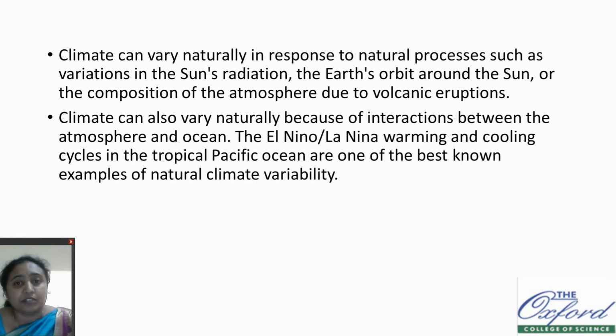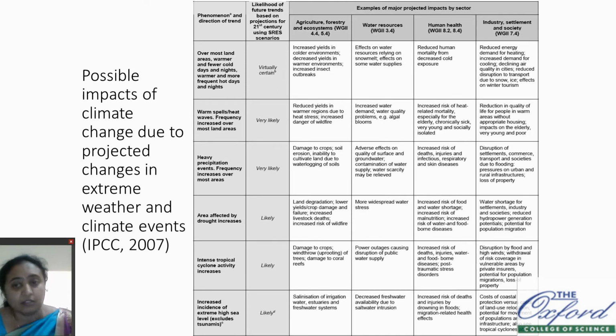So climate can vary naturally in response to natural processes such as variation in sun's radiation, the earth orbit around the sun, or the composition of the atmosphere due to volcanic eruptions. So during the last few slides only, I am telling there is impact on the nature. Now it can be in terms of impact towards agriculture productivity, because in the last slide I told there will be rains in places where it was supposed not to be. So the agricultural yield from that place will be reduced, and where the agricultural yield was supposed to be there, it is also varied. So indirectly affecting the water resources, human health is affected, and economy is also affected.